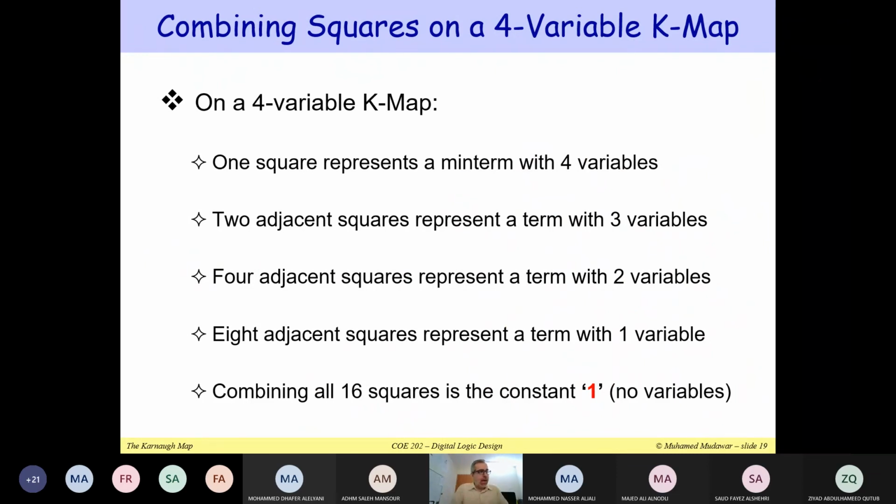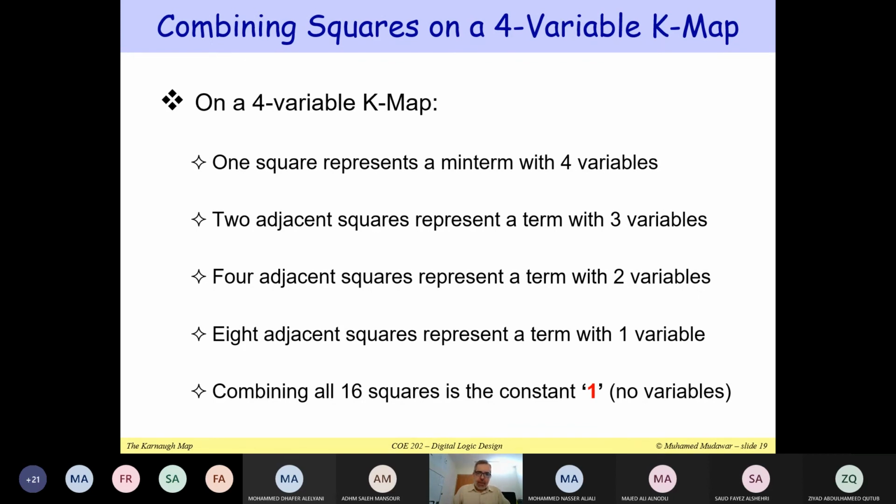If you combine 2 adjacent squares, now this is interesting. If you combine 2, then you will get a term, not a minterm, a term that has 3 variables. If you combine 4 adjacent squares, you will get a term that has 2 variables. If you combine 8, you will get a term which is just 1 variable. And if you combine all the 16, all of them being ones, then the function will be the constant 1. It does not depend on any variable.